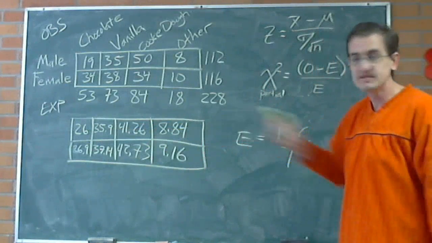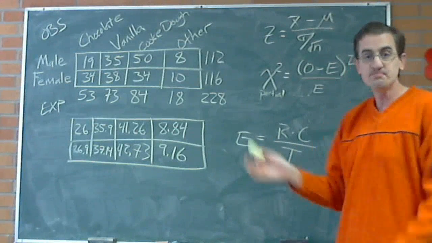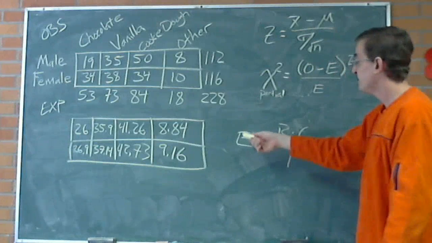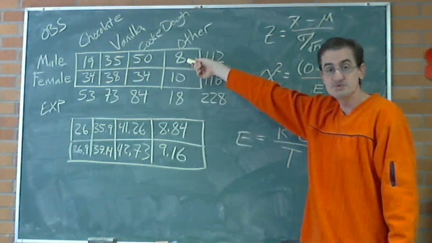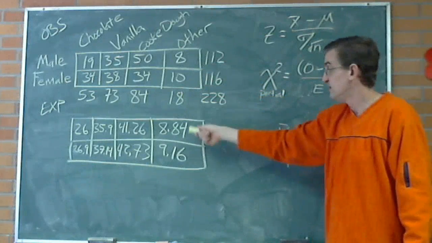And I put the rest of the expected values on there. If you can't get these numbers, that's important. You need to play with it until you can find them. How are you going to do it? For each cell, you're going to look at the observed table and take the row total times the column total over the total and put it in there.